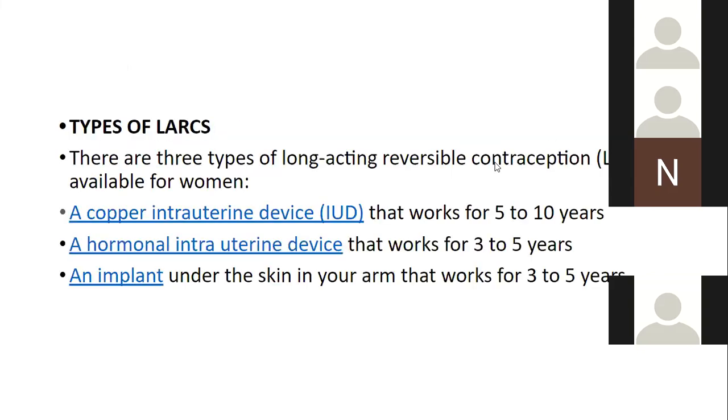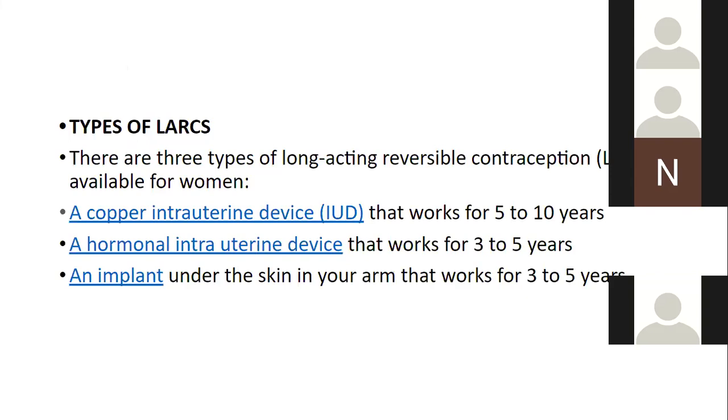So there are 3 types of long-acting reversible contraceptives available for women. The copper intrauterine device that works for 5 to 10 years, a hormonal intrauterine device that works for 3 to 5 years, or an implant under the skin in your arm, which works for 3 to 5 years.